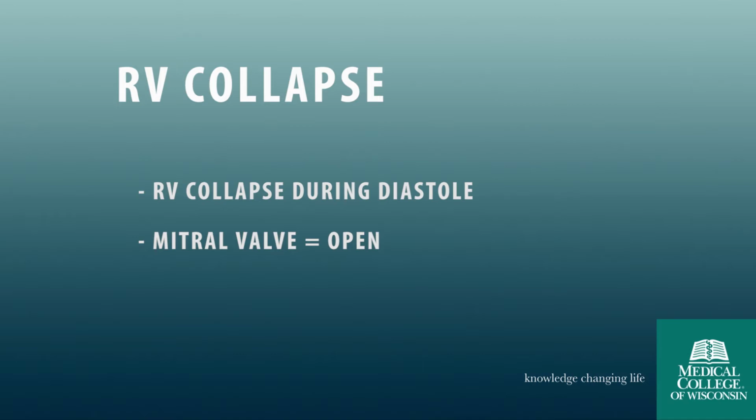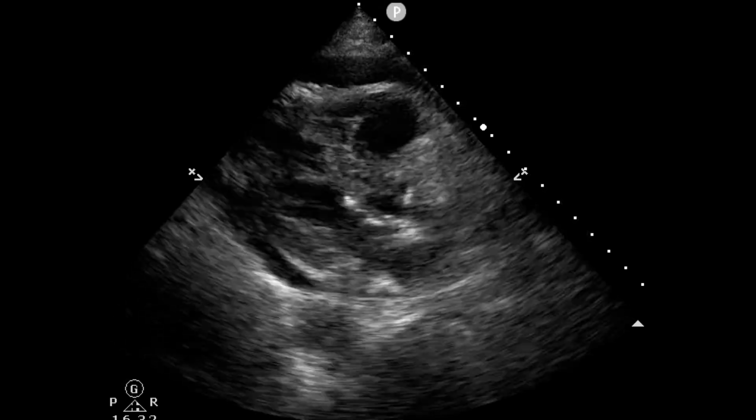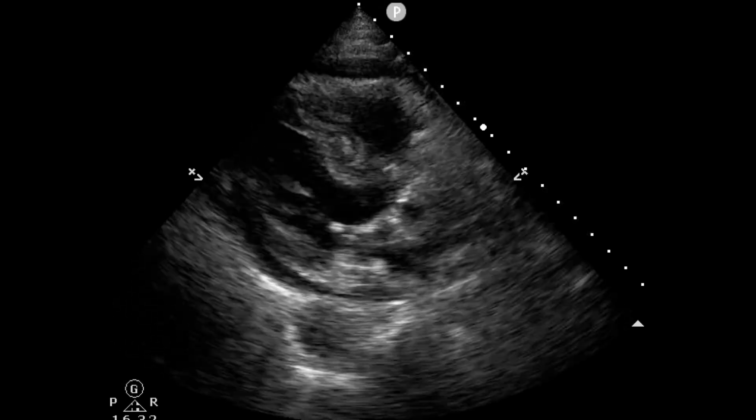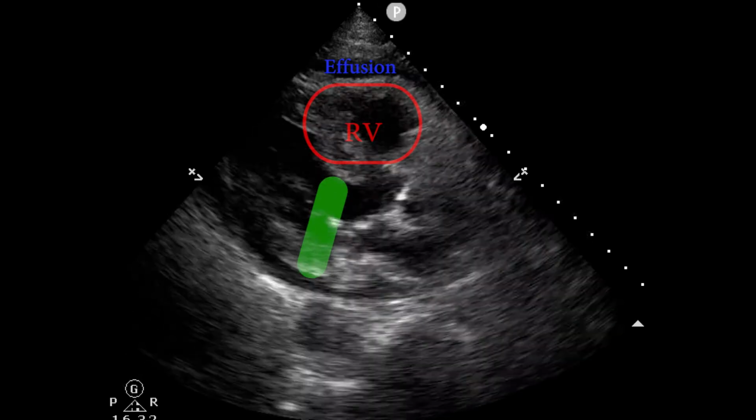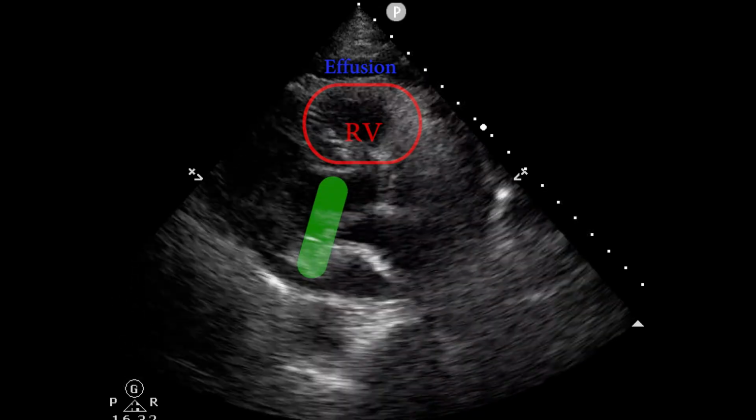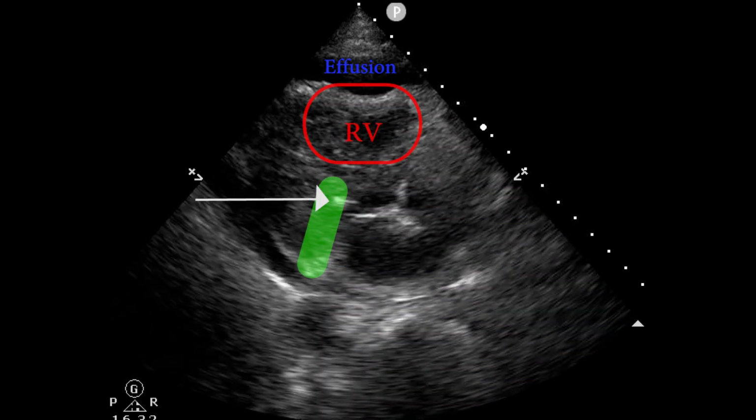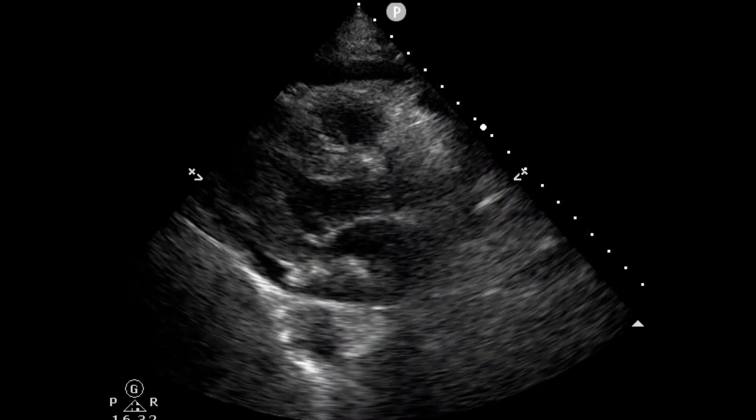For right ventricular collapse, we're going to get a parasternal long view. We're going to look at the chamber at the top, which is the right ventricle. We're going to look for when the mitral valve is open, which is diastole. This is where we're going to be looking for collapse when the mitral valve is open. With the video slowed down, we're going to pause right as the mitral valve is opening, and you'll notice right here that the right ventricle is bowing in, which is a positive finding for tamponade.